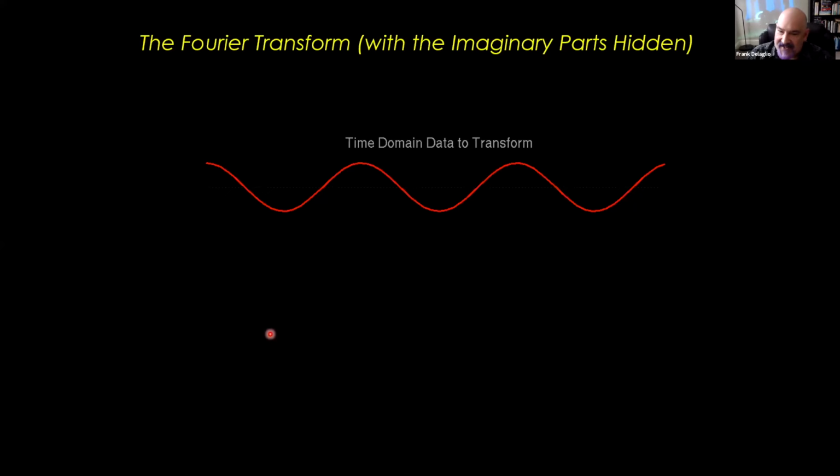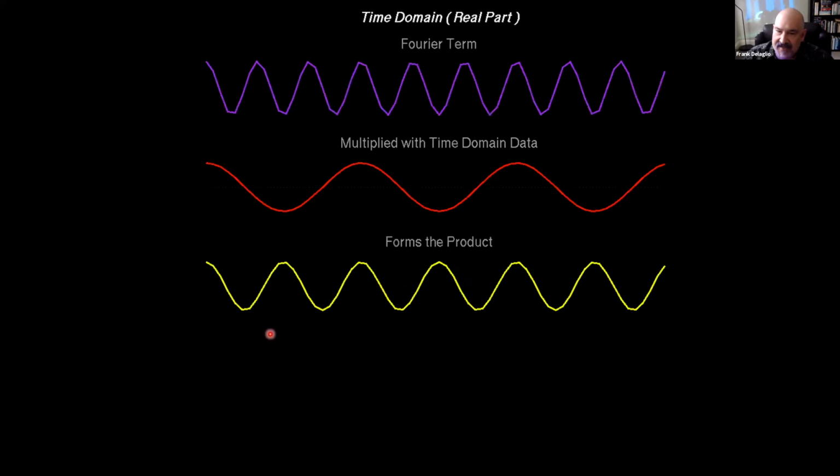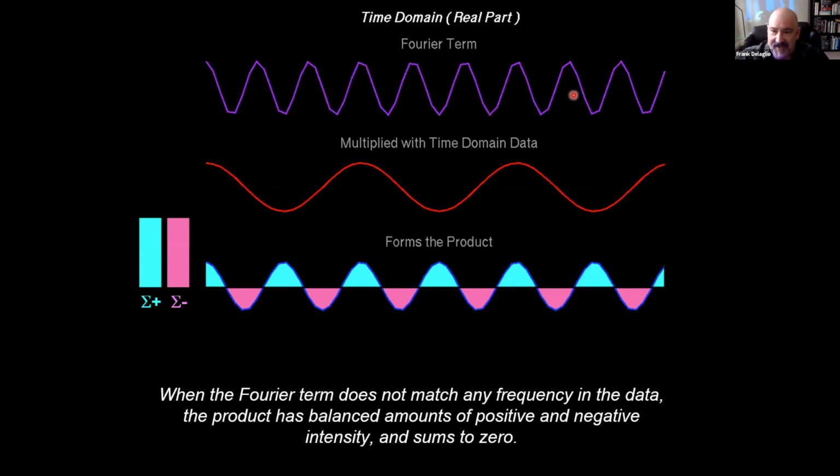So we'll start with simple time domain data to transform, and to generate one point in the Fourier transform, we have a Fourier term, and we multiply it by our time domain data. That forms a product. Now, the Fourier terms, as we discussed, are sinusoids, and we know our NMR data are also sinusoids. And generally speaking, when you multiply two different sinusoids together, the product that you generate has exactly balanced amounts of positive and negative intensities. So when you add up all of these points, you get something close to zero. And in the subsequent little animations, I will monitor the amount of positive intensity and the amount of negative intensity with these little bar charts.